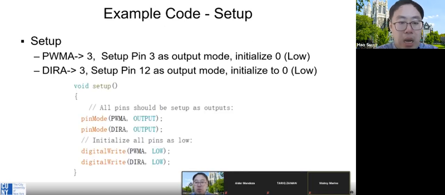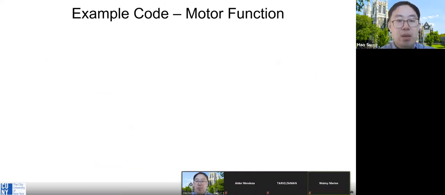So you need to, as we mentioned, configure the pin mode for the PWM pin and also the directional pin. You also need to initialize the pin outputs. This is the first step, the setup.